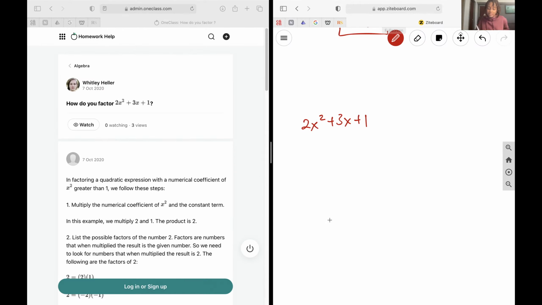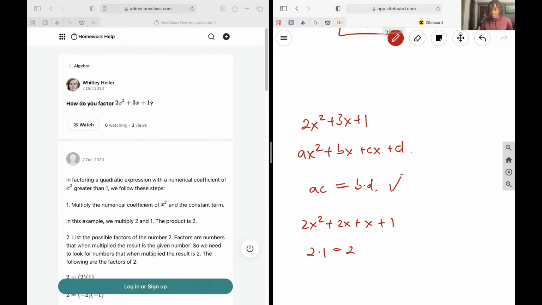how I usually do that is I would like to rewrite this in the form of ax squared plus bx plus cx plus d, such that a by c is equal to b by d. And the best choice here when I split this 3x is going to be 2x squared plus 2x plus x plus 1. So that's 2x squared, a by c. So 2 by 1 is equal to 2, the coefficient here, and 2 by 1 is equal to 2. So I have satisfied this.